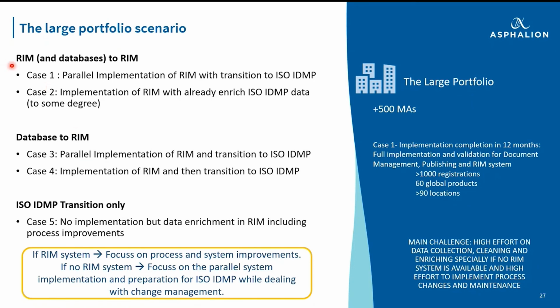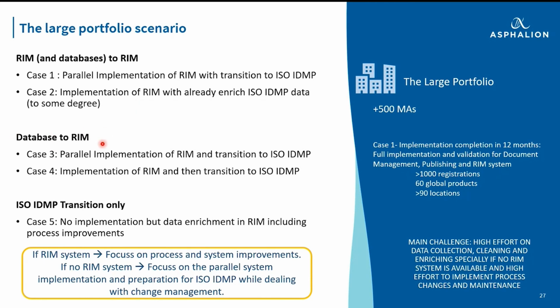So, for example, if we look at the two cases here that we saw before, either they already have a RIM but want to implement a new one, perhaps because their current RIM is not supporting ISO IDMP, then you can do the parallel implementation, including the transition to ISO IDMP, or the implementation of a RIM first, and then implement the enrichment to some degree, because perhaps there is already some information for ISO IDMP in the current system.